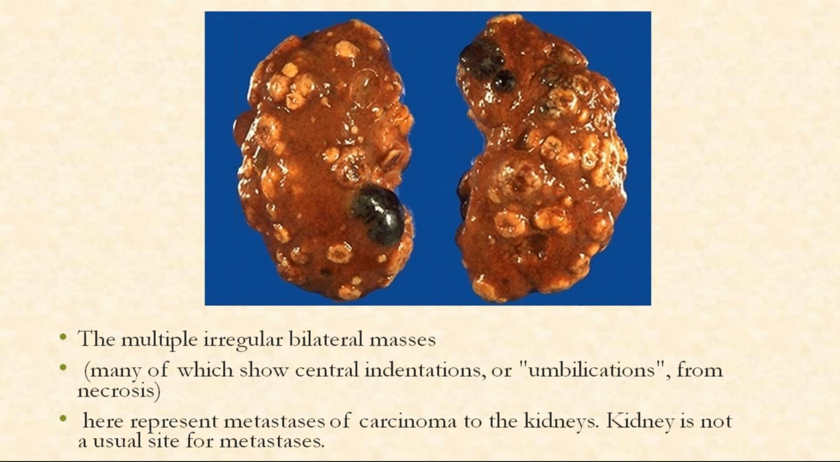So these are the specimens showing, you see, umbilication in the center of this one. These are the hemorrhages and necrotic parts. It's a bilateral tumor, very rare. So it is multiple irregular bilateral masses. These are the left kidney and the right kidney. Okay. There is a picture showing Wilms tumor in infants.